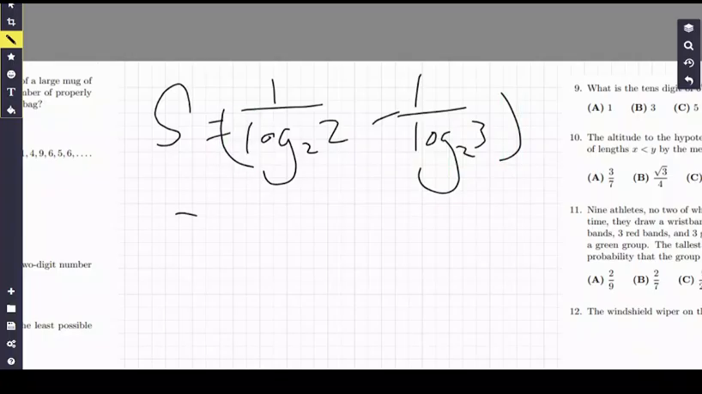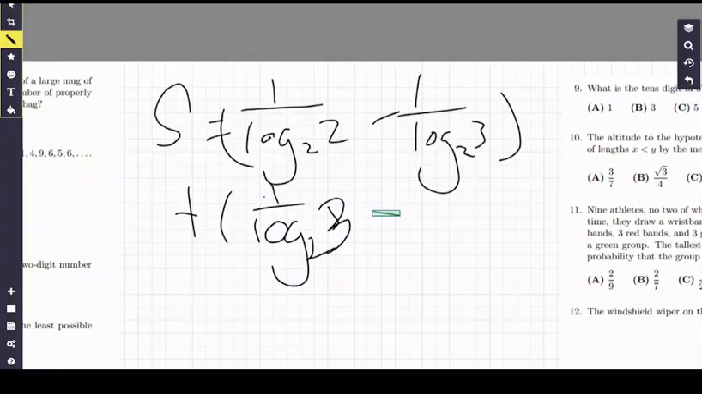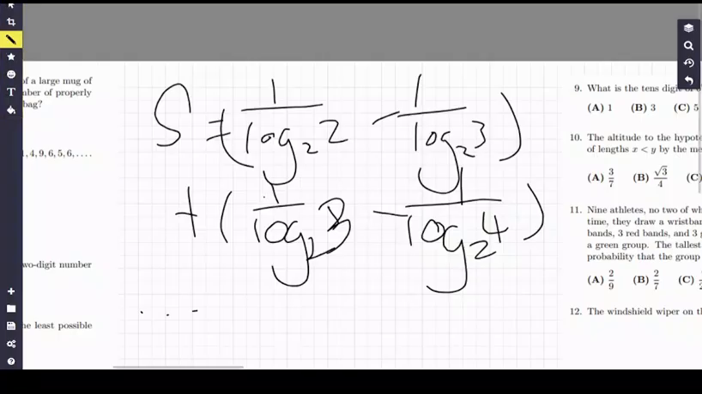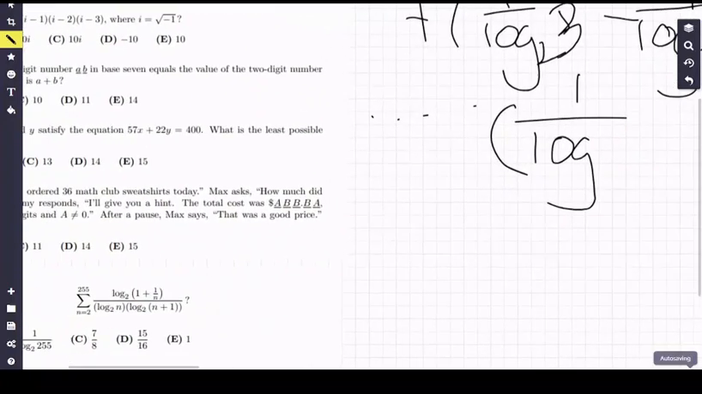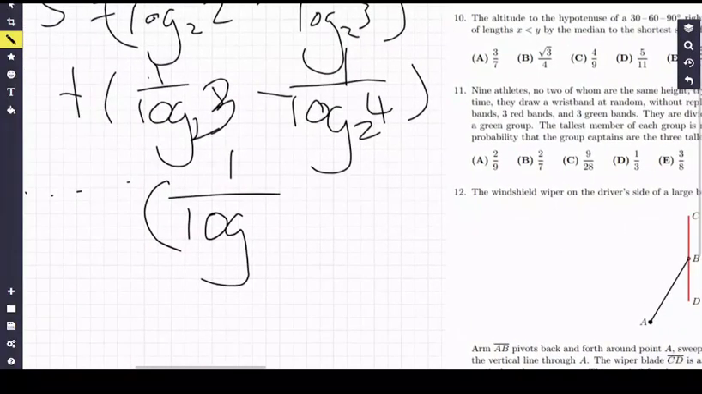Then plus 1 over log 3 to the base 2, minus 1 over log 4 to the base 2, and so on, all the way until 1 over log 255 to the base 2, minus 256. You get the point.